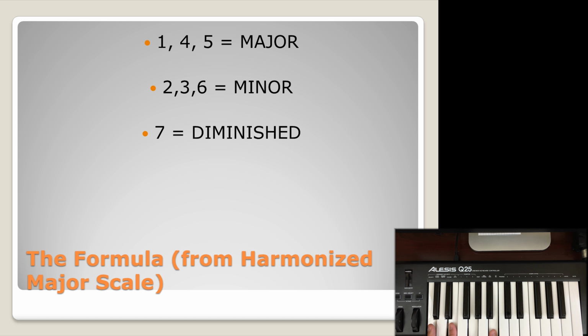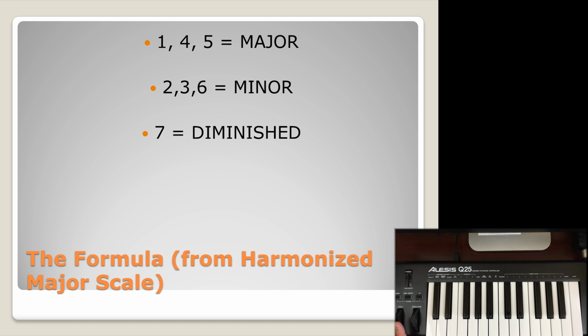So basically, for the 1, when you add the 7th, you stack that extra third on top, you're going to get a major 7. For the 4, you're going to get a major 7 as well. Do the same thing to the 5, just because of how the intervals work, it's going to change and you're going to get a dominant 7. For the 2, minor 7. For the 3, minor 7. And for the 6, minor 7. Okay?